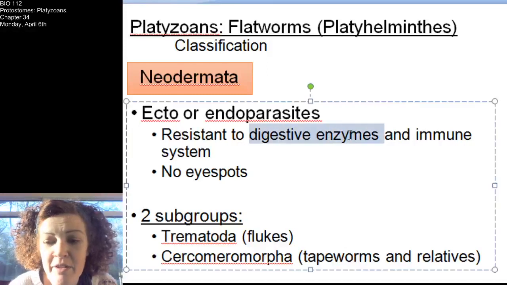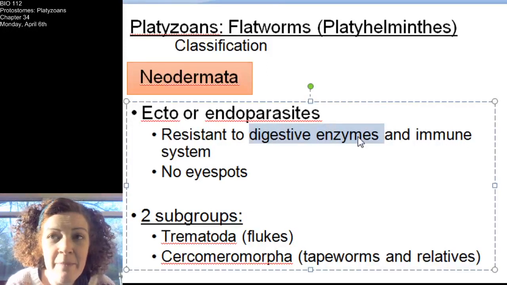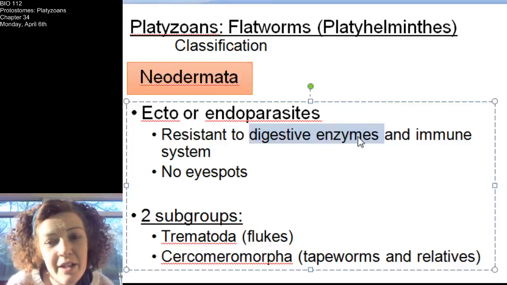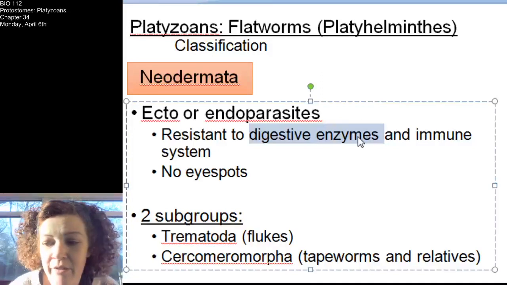Tapeworms, most of them have some sort of cyst stage that has an outer cuticle or covering that protects the larva from the digestive juices of the host.